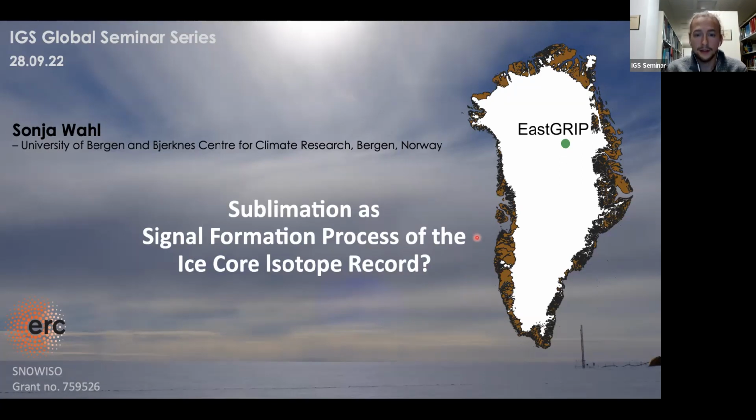And Sonja Wahl has done her PhD in Norway at the University of Bergen, and she finished it in February this year. And she will be presenting the work of her PhD that deals with the formation and therefore the interpretation of stable water isotopes in isotope records in ice cores. And her work is based on observational measurements from the Greenland ice sheet at ESCRIP. And soon she will start a postdoc at Lausanne.